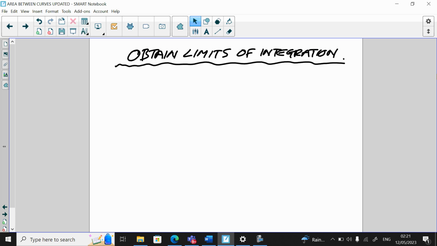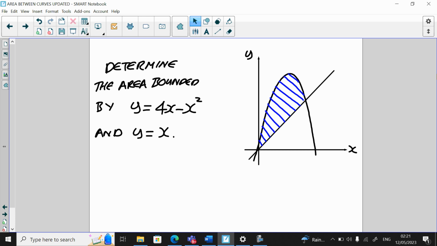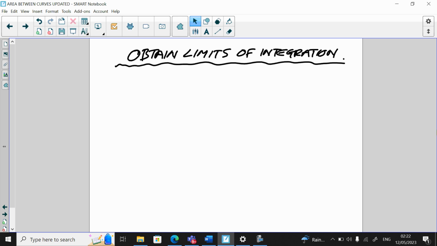So what we're looking at here is we need to find the limits of integration. So we're interested in where the line meets the curve there and where the line meets the curve there. Sometimes they will give you these. Okay, so it'll be these x values I'm interested in. So this is the limits I'm interested in.